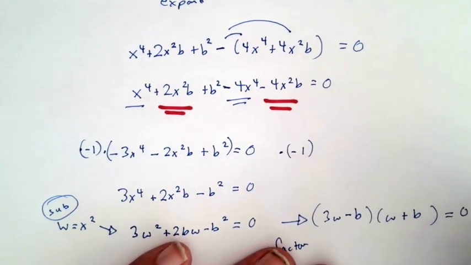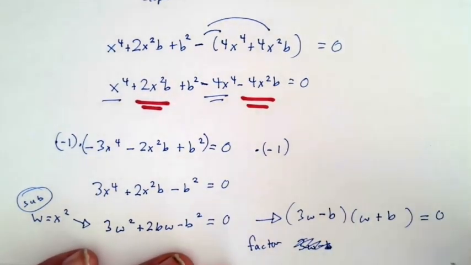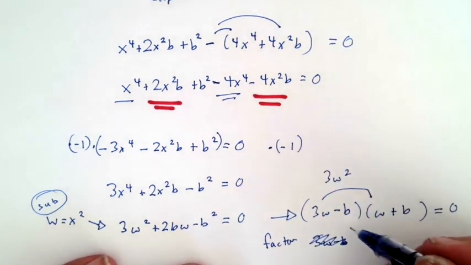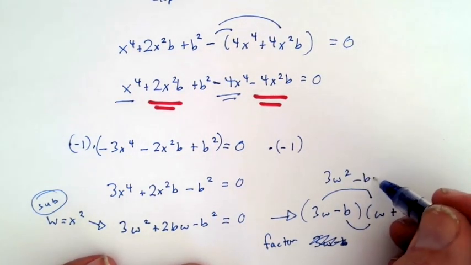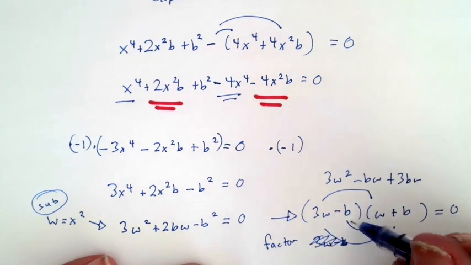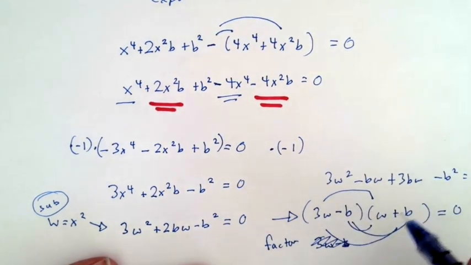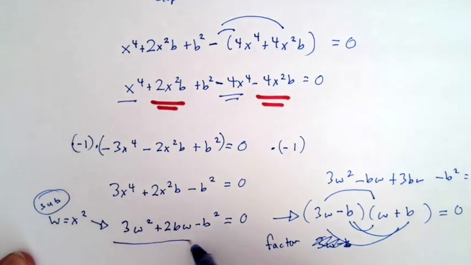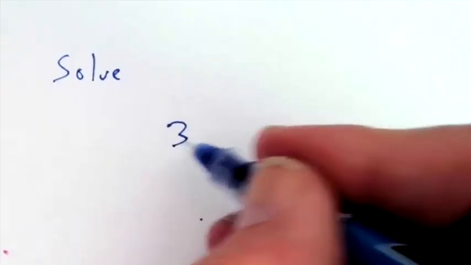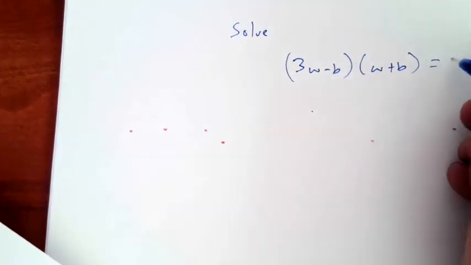Now this is still equal to 0. Let's verify first that that actually gives me back what I wanted. 3w times w is 3w squared minus bw plus 3bw minus b squared is equal to 0. So I did factor this correctly because it re-expands to be what it was here. So now I am trying to solve 3w minus b times w plus b is equal to 0.